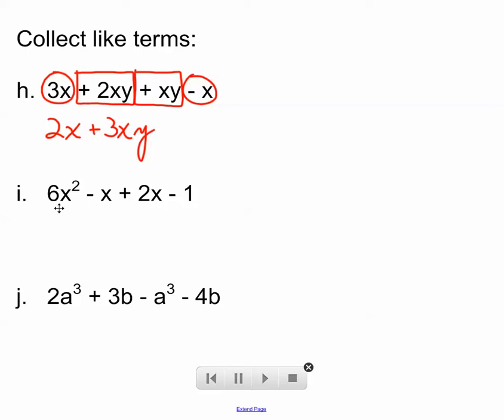Okay, moving over to I, 6x squared. Does that have any like terms in the rest of this expression? No. I see some x's, but no x squareds. So 6x squared is the only x squared term. Then I'll look at this -x. 2x is a like term. They both have x raised to the first power. So we do -1 plus 2. -1x plus 2x is positive 1x.